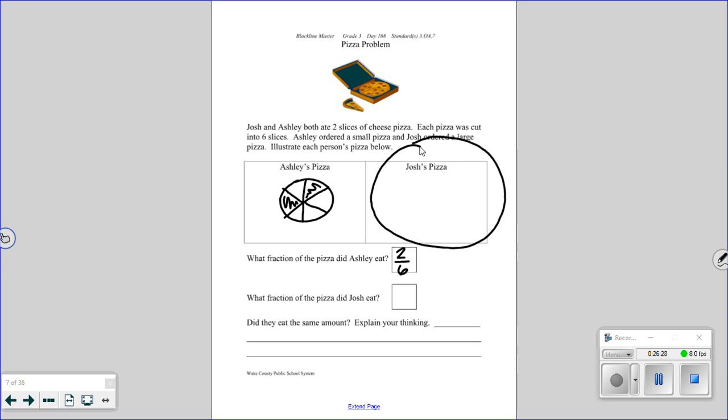Now, his pizza did not come whole. It was cut. How many slices was Josh's pizza cut into? 6. Would be a good time to read it. Archer? 6. So we're going to do the same trick. We're going to cut it in half first.